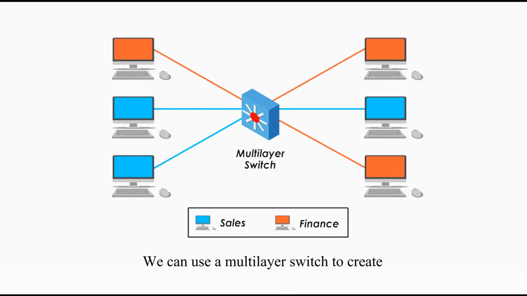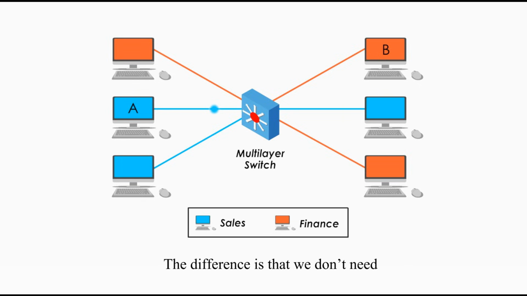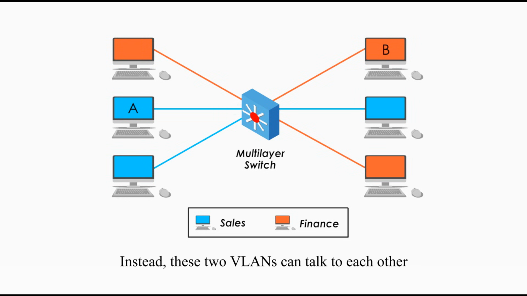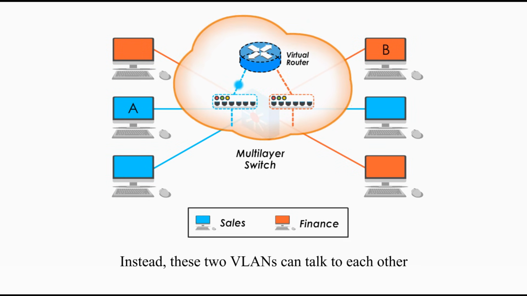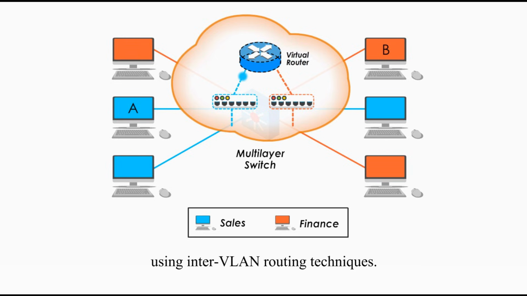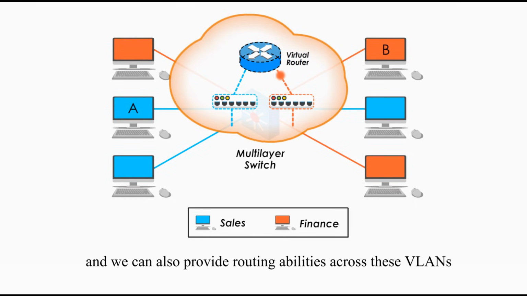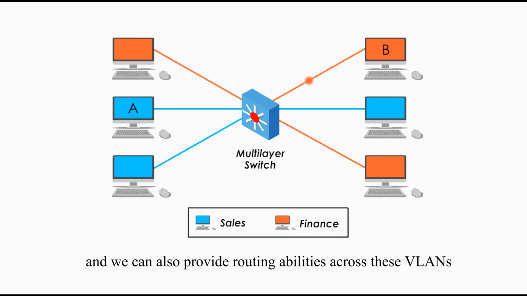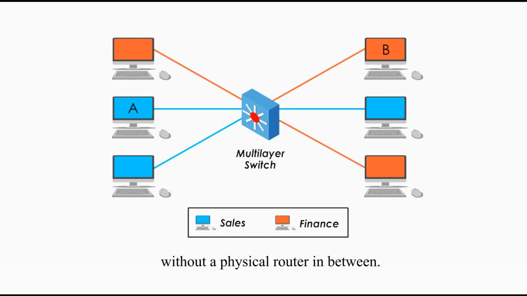Solution 3. We can use a multi-layer switch to create two independent VLANs just like Solution 2. The difference is that we don't need a physical router in between. Instead, these two VLANs can talk to each other using inter-VLAN routing techniques, which I will talk about in a separate video. Here we just remember, with the multi-layer switches, we can create different VLANs, and we can also provide routing abilities across these VLANs without a physical router in between.